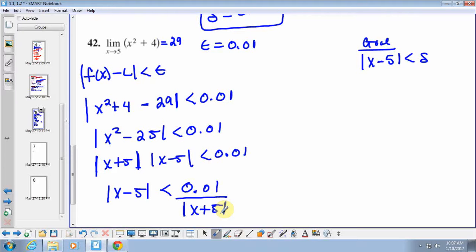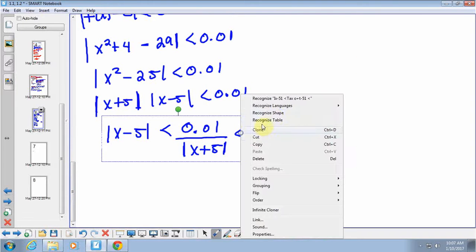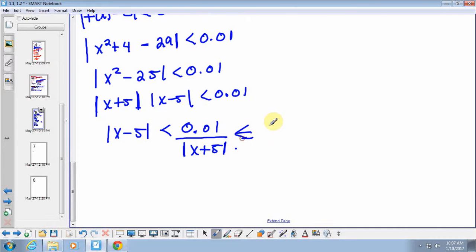Delta is a constant. Okay? So we got this absolute value of x plus 5 in that denominator down there. But y'all, delta needs to be a constant. It's a constant bigger than 0. So how are we going to find what that is? So let's talk about that. So y'all, this is not a constant.